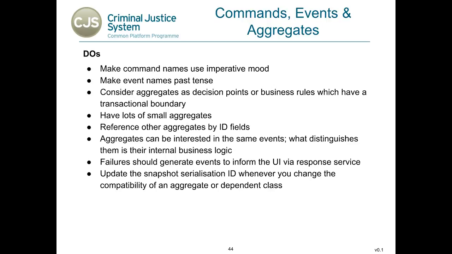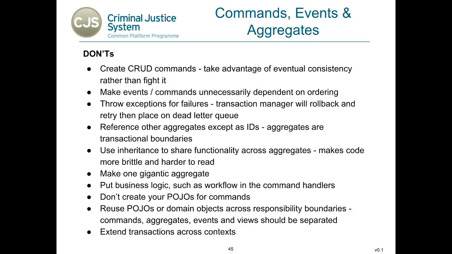Failures in the command handler in the aggregate should be dealt with by generating business events, because they're part of the business domain model, and they're probably needed by the UI. And lastly, do keep the snapshot serialization ID updated whenever you make a backwards incompatible change of either the aggregate or a dependent class.